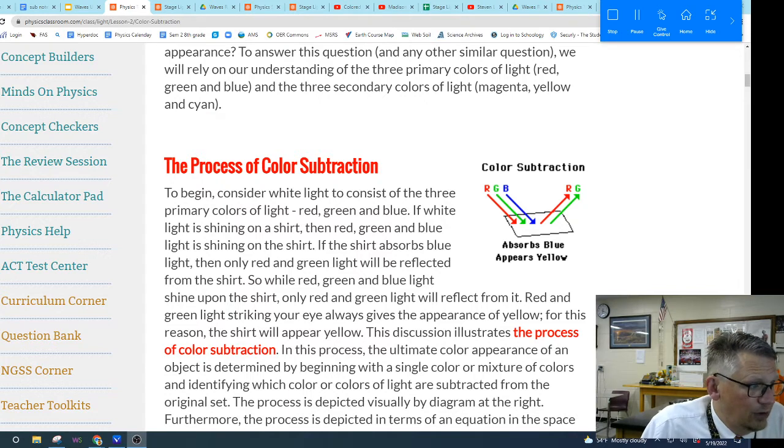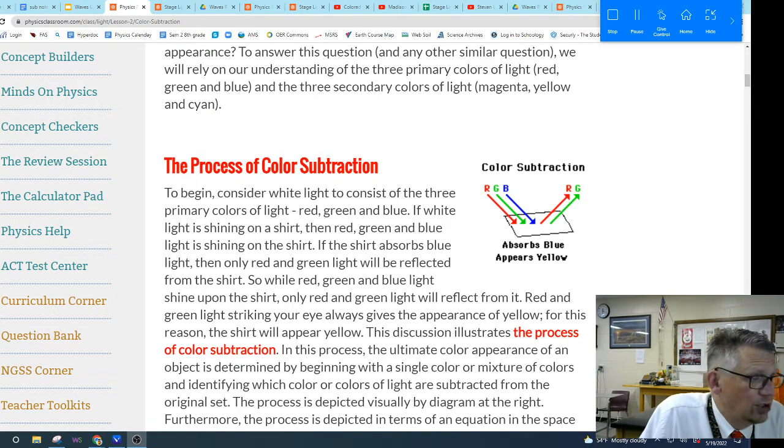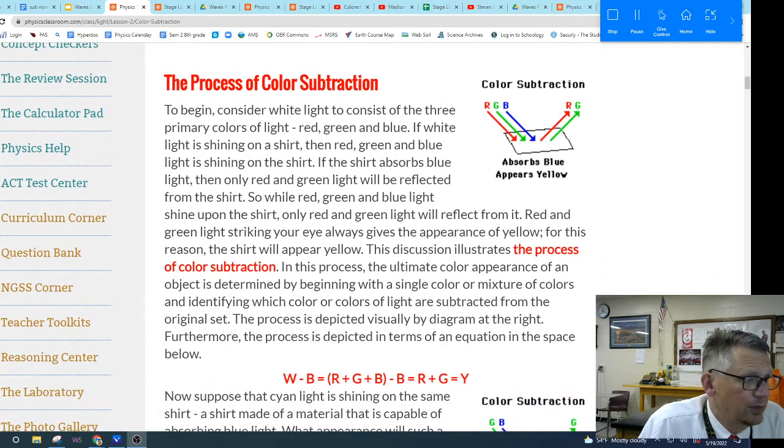So while red, green, and blue light shine upon the shirt, only red and green light will reflect from it. Red and green light will strike your eye, and this always gives an appearance of yellow. For this reason, the shirt will appear yellow. The discussion illustrates the process of color subtraction.